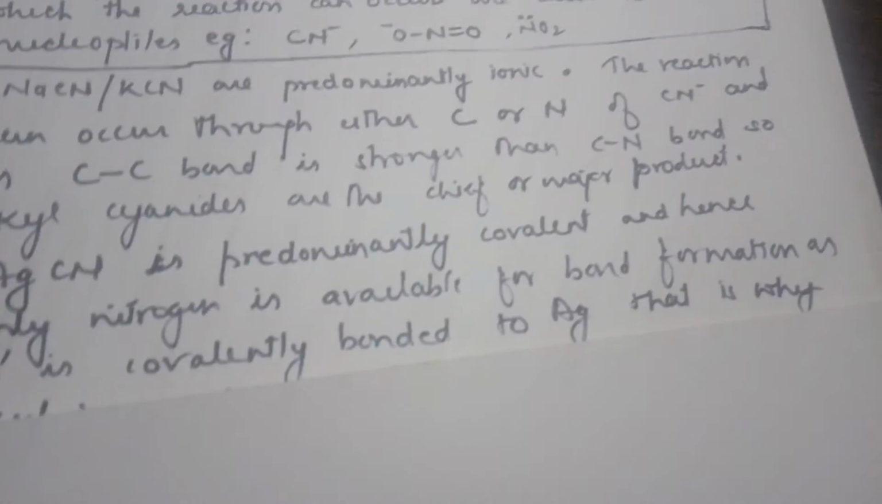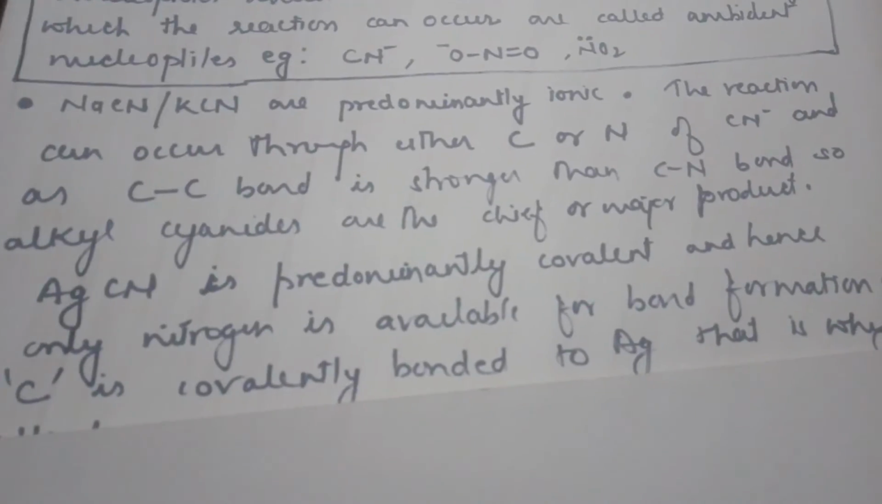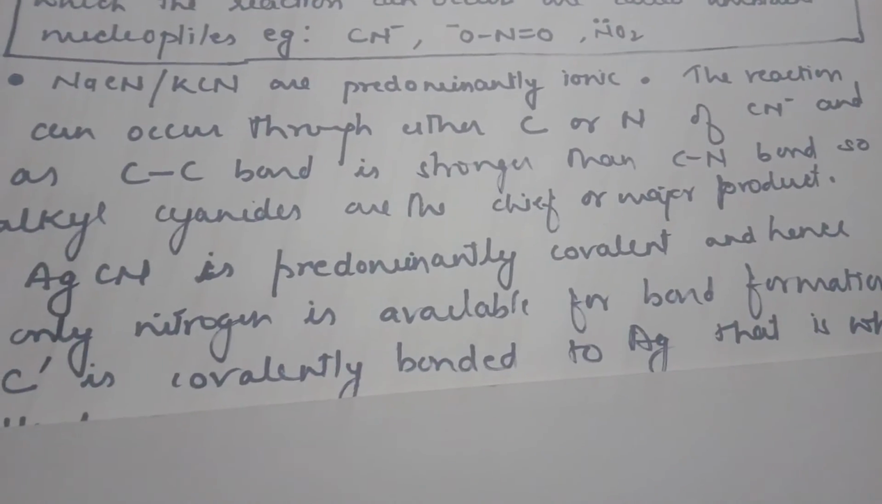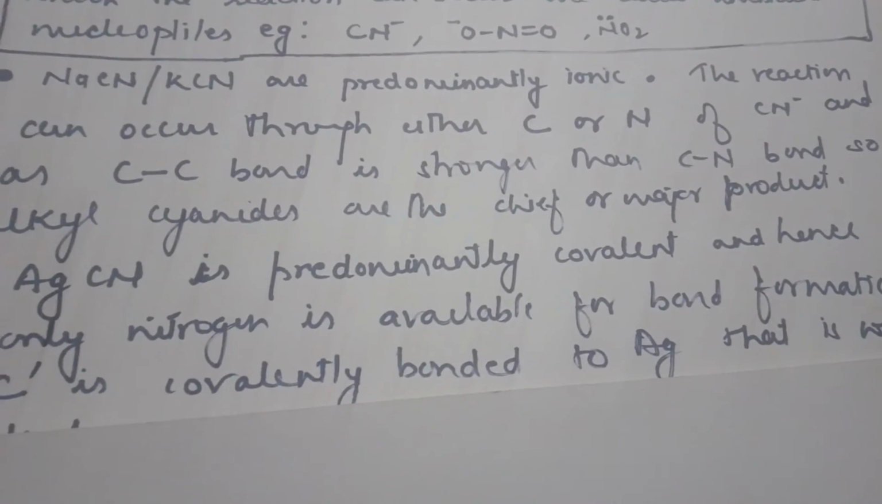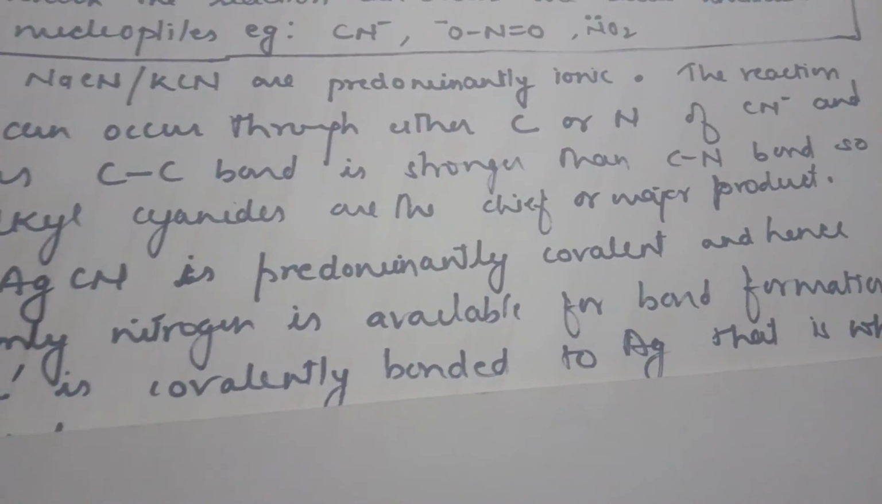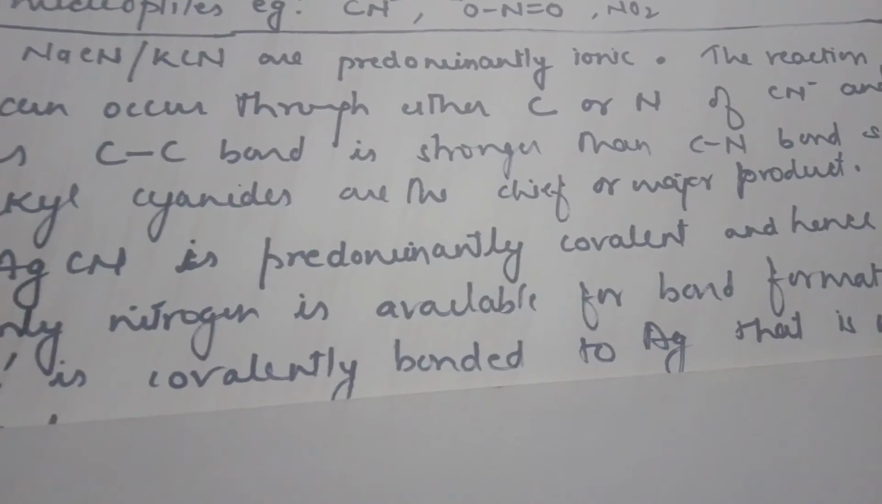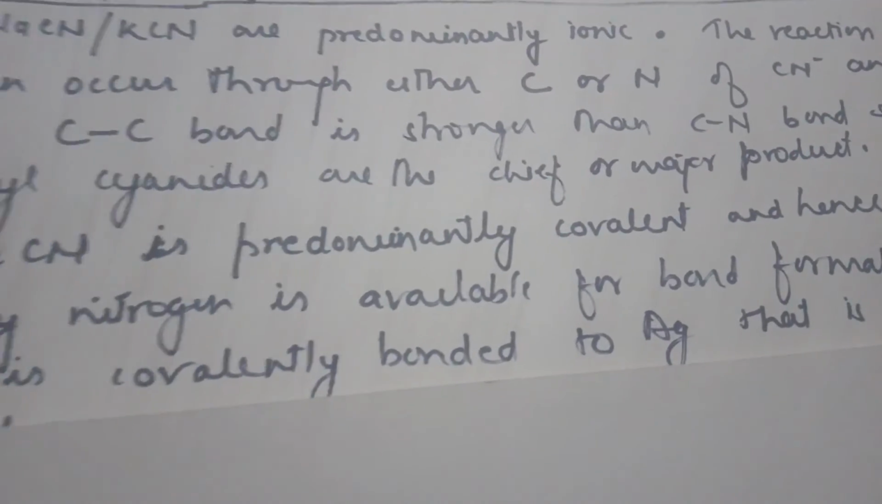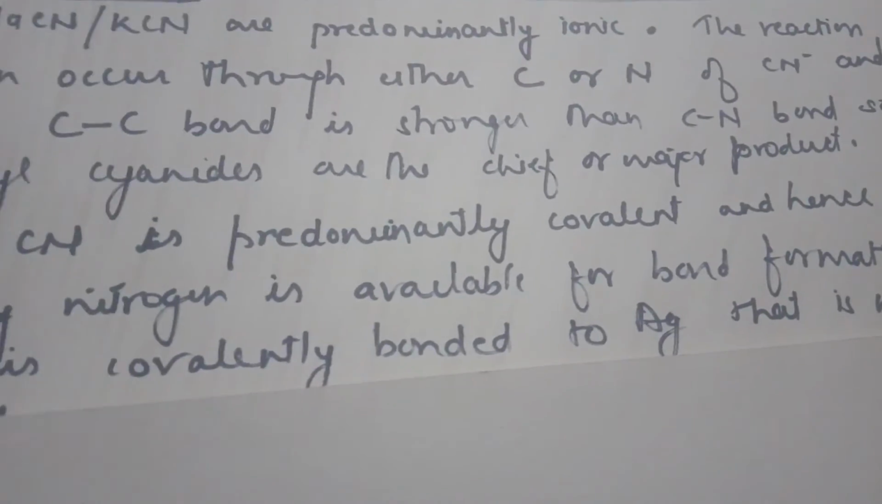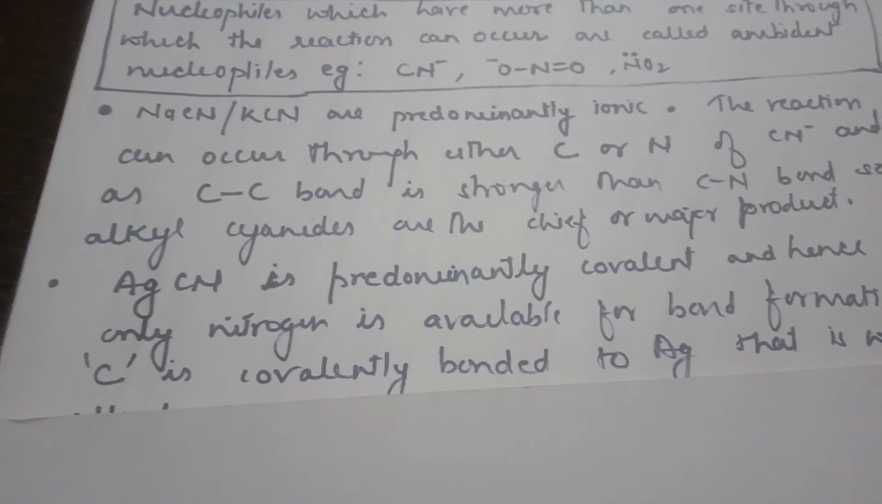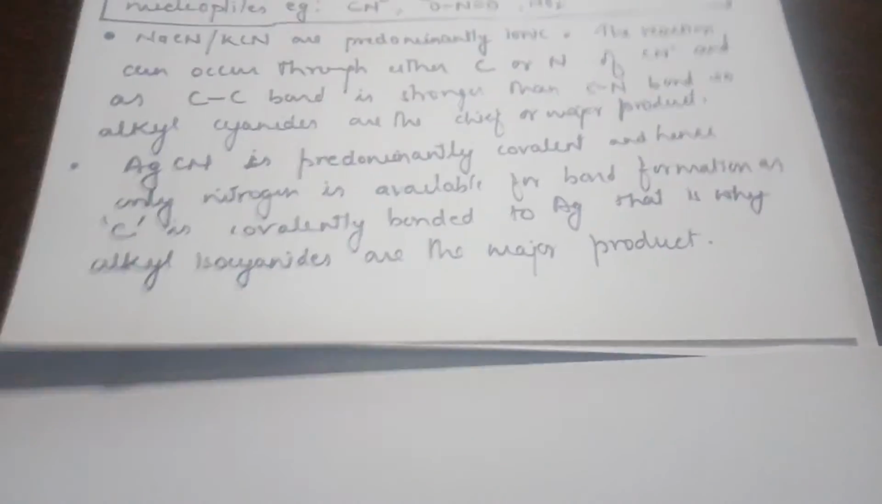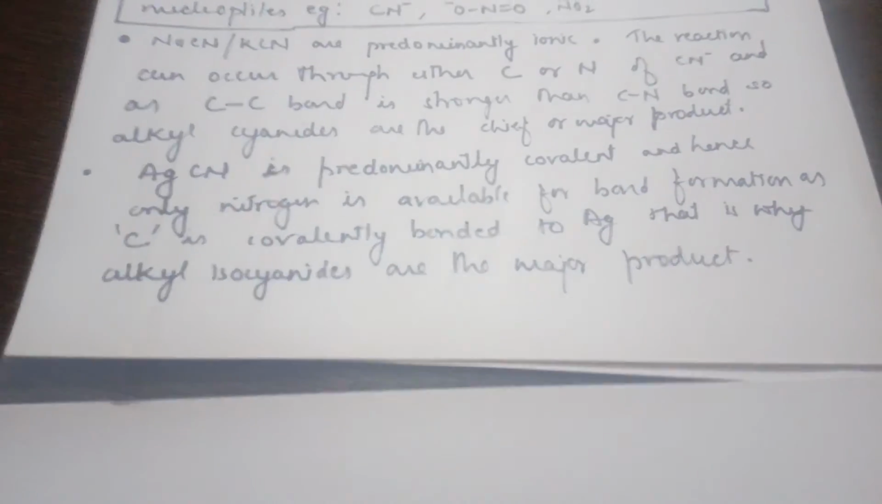So two main points are coming. One is KCN is ionic, so CN- has the capability to get itself attached either from carbon or nitrogen. And secondly, why does alkyl choose only carbon? Because the C–C bond is stronger than the C–N bond. I hope this explanation is well clear to you. If not, then you can ask me in your doubt session.